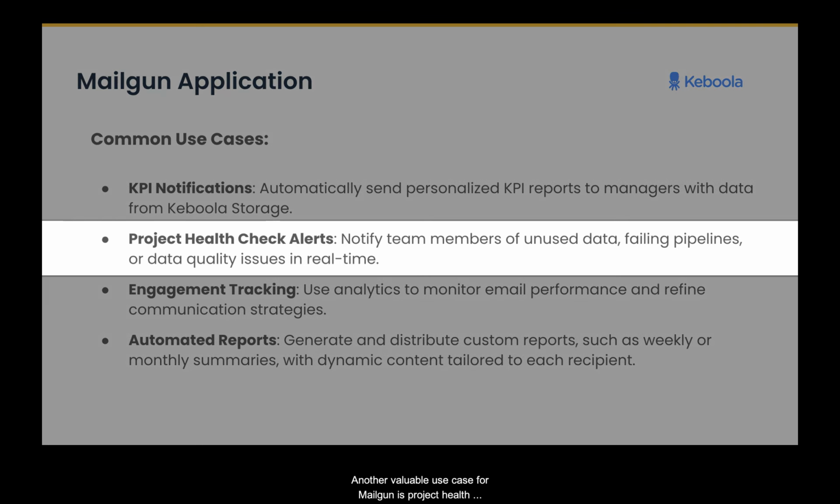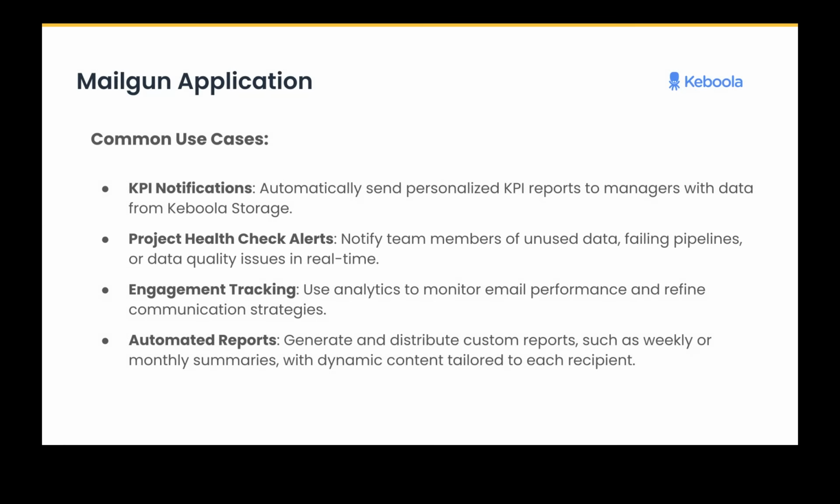Another valuable use case for Mailgun is project health check alerts. In this scenario, Keboola workflows can monitor your project for issues such as unused data, data quality problems, or failing pipelines. When an issue is detected, Mailgun can automatically send an email to the relevant team members, helping them address and resolve problems in a timely manner.